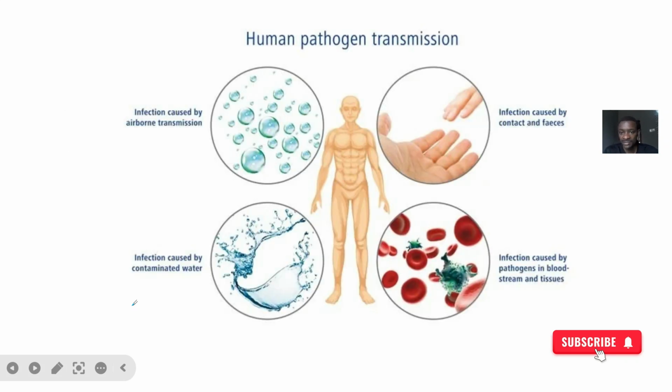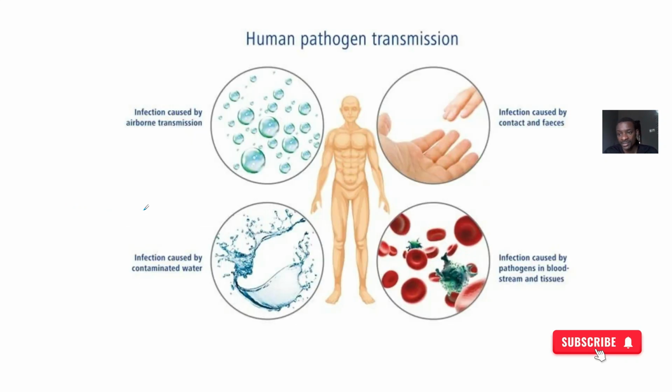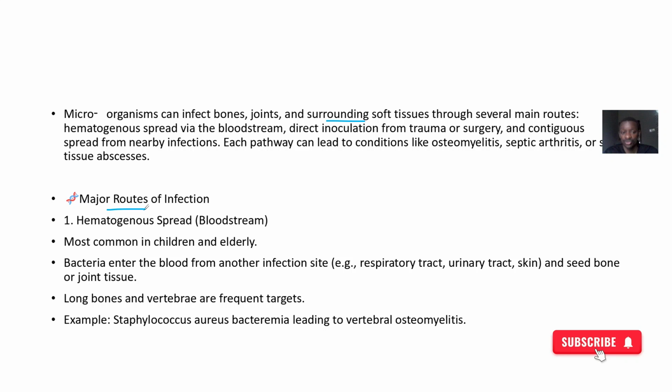So what are the ways? Of course, microorganisms are able to reach bones and joints through several ways. Okay, so let's look at the ways. Now, major routes of infections, you have hematogenous spread, that's spreading through the bloodstream.